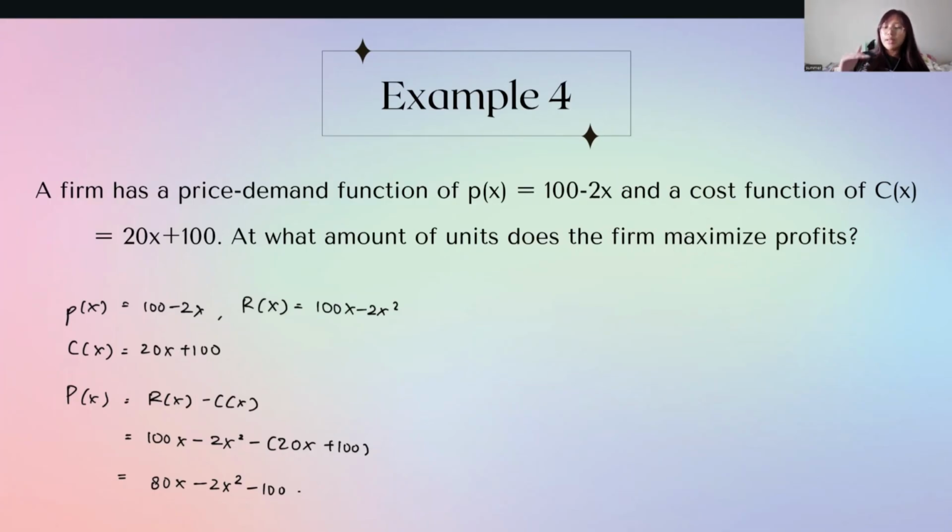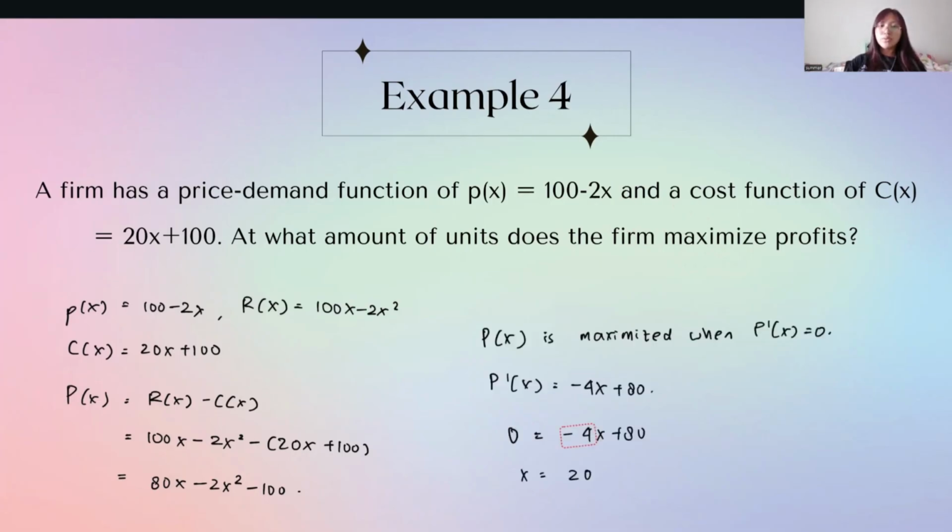Now, the way to find the maximum profits is the same as the way to find maximum revenue. First, we need to find the derivative of P(x), or the marginal profit, and then we set it to 0 in order to find the peaking point of the profits before it starts to decrease. So the derivative of profit, P(x), is equal to negative 4x plus 80.